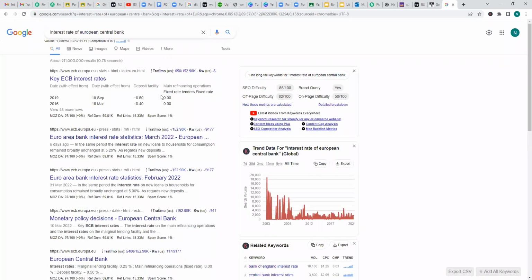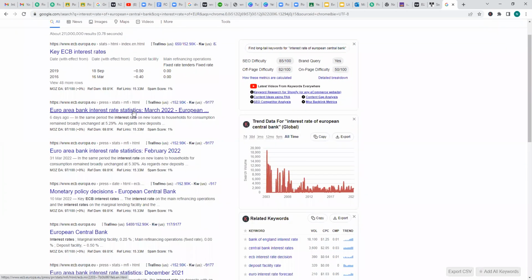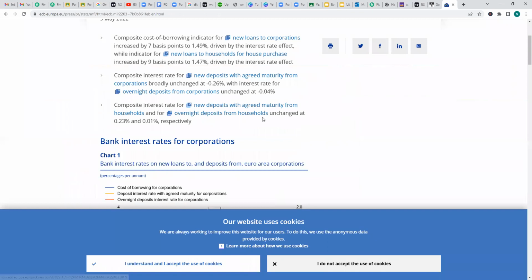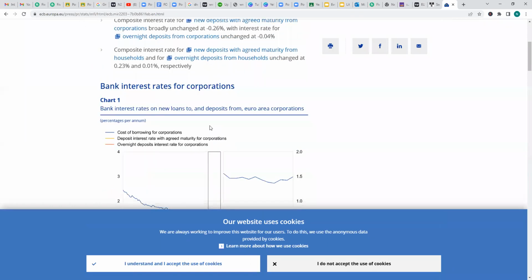Can you see fixed rate tender? Fixed rate. What do you see here? No, this year is back, way back 2016, March 29. No. Let's check this one. I think the rate is 0 right now. Okay.